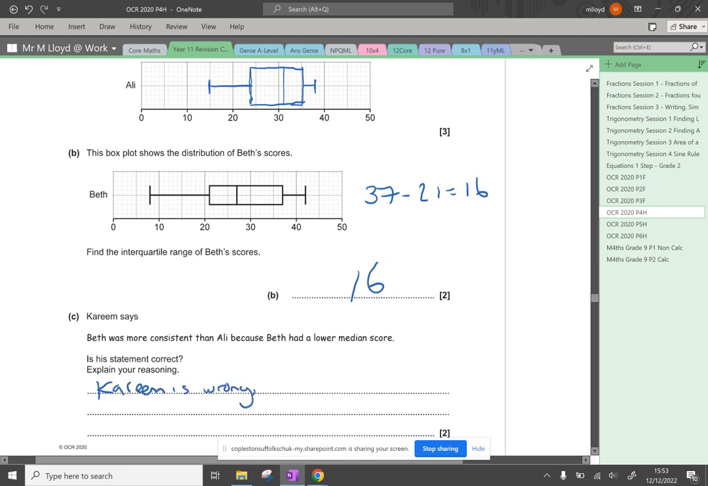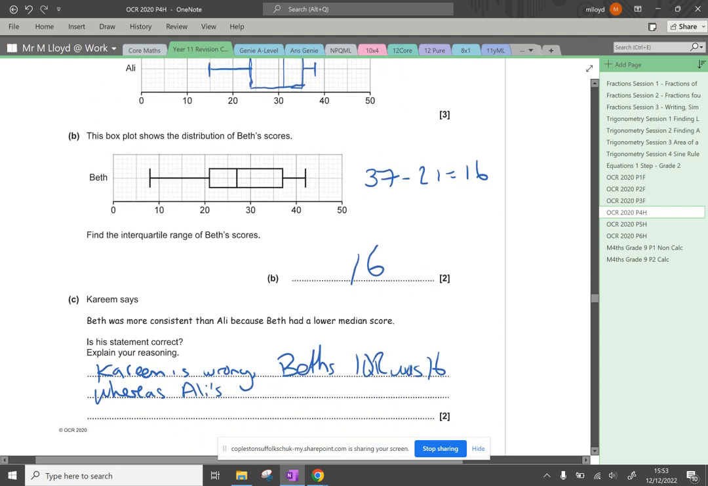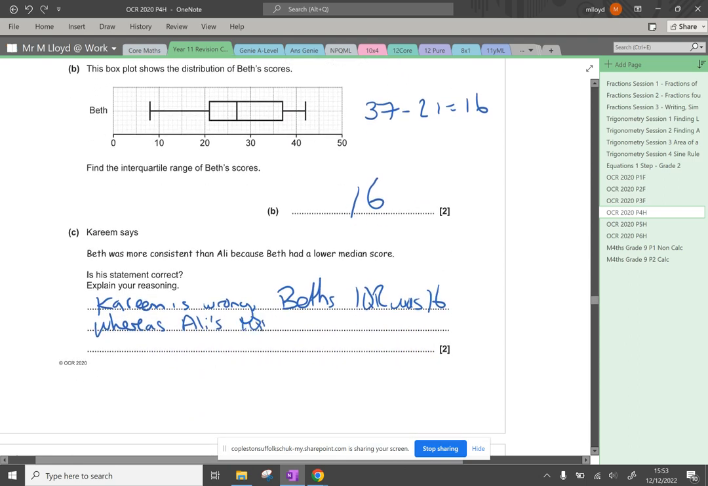And then I'm going to draw some conclusions. So Beth's interquartile range was 16, whereas Ali's, I'm going to check up here, Ali's interquartile range was 11. And therefore, Ali is more consistent.